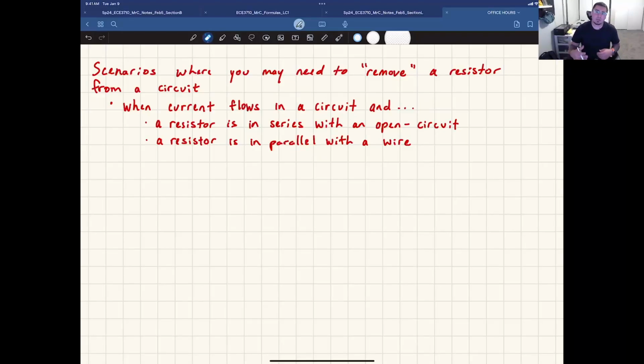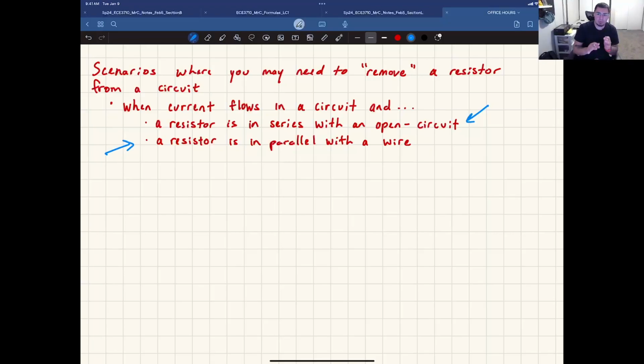Hello, everyone. Today we're going to be talking about when you can remove a resistor from a circuit. You can only do this when, assuming there's current flowing in a circuit, you look out for two things: when a resistor is in series with an open circuit, and when a resistor is in parallel to a wire.